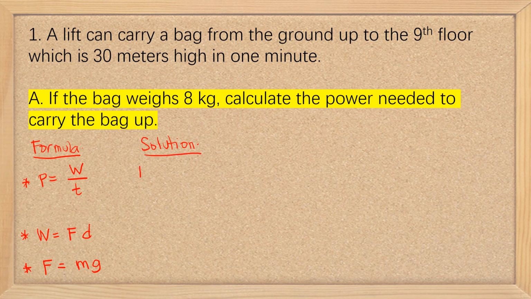So let's begin first with your force. Our force here is mass times gravity. So what is the mass of the bag? Okay, the mass of the bag is 8 kilograms. And then the gravity, shall we say it's 9.8, but let's make it 10 for easy computation. So the force is equal to 80 newtons. This will be our value of your force.